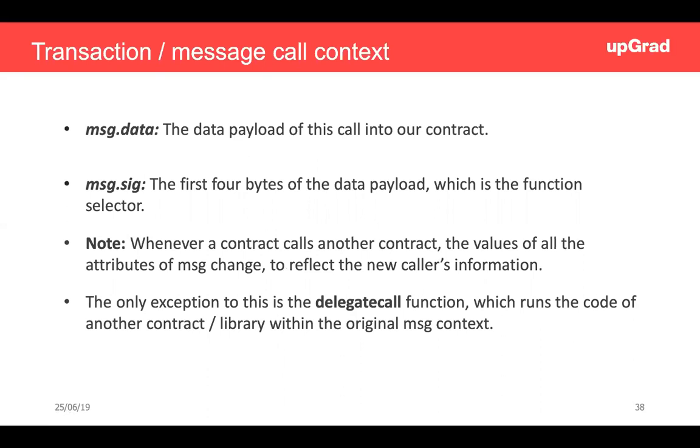All right. So the next thing now is message. There are some more other things. So message.data is just the payload that comes as part of your transaction. Message.sig is another global variable available. This is not used as often. Message.data is fairly often used. Remember I told you that when a smart contract calls another smart contract, the value of message changes, except for a function called delegate call, within which the value of the message context does not change.